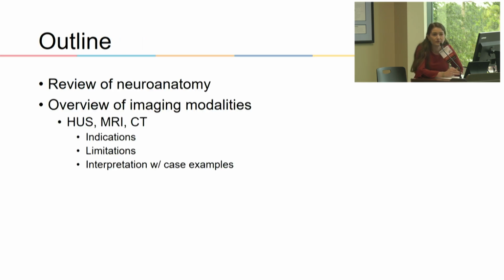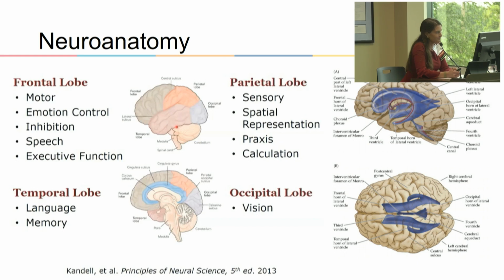So we're going to briefly review neuroanatomy because I know that we have kind of a mixed audience, so harken back a little bit to med school. And then overview some of the most important imaging modalities, so head ultrasound, MRI, and CT. I'm going to talk about the indications and along with that the limitations of each modality, and then do some practice interpretation with case examples. And I apologize, I'm going to talk really fast because there's a lot to cover, and I get really excited, but I'm going to try to be speedy because we are short on time.